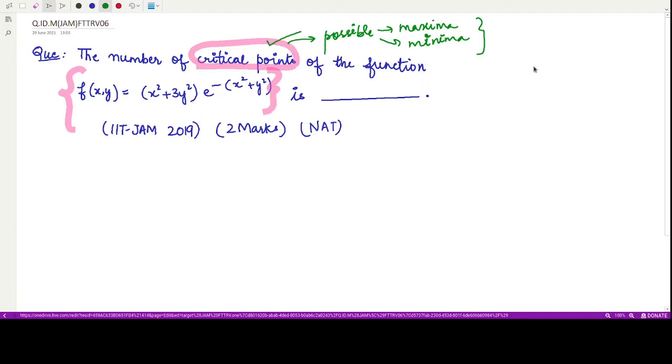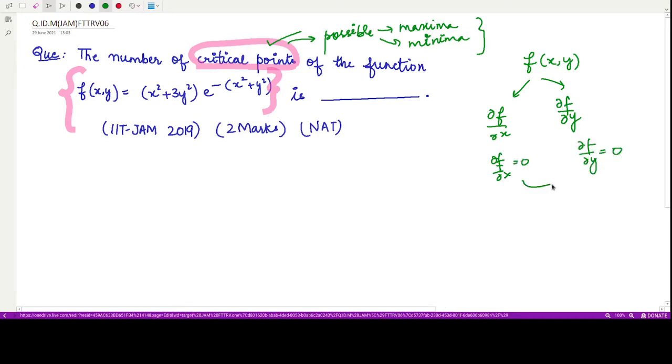If you have a function in two variables, f of x and y, you calculate the partial derivative of this function with respect to x and with respect to y, and then you substitute them individually equal to 0. So you have two algebraic equations. You solve these two equations simultaneously and calculate the values of x and y. Whatever values of x and y you get, they constitute the critical points. So we need to see how many such points are available for this particular function.